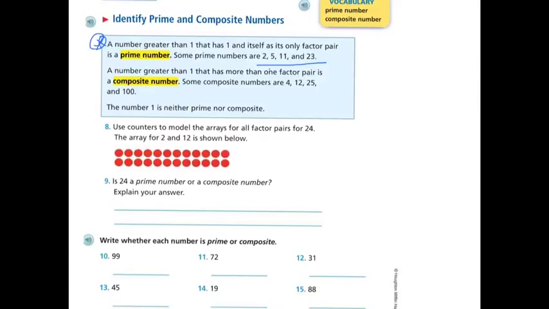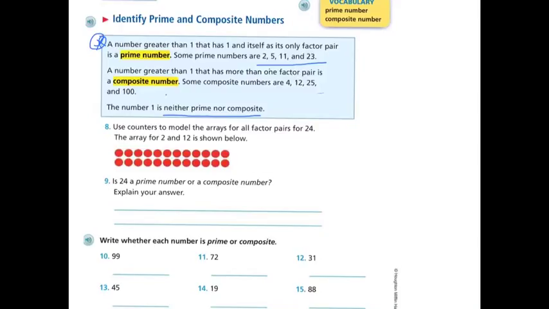A composite number is a number greater than 1 that has more than 1 factor pair, and some of the examples are 4, 12, and 25. Now, something to know that's very important is that the number 1 is neither prime nor composite.